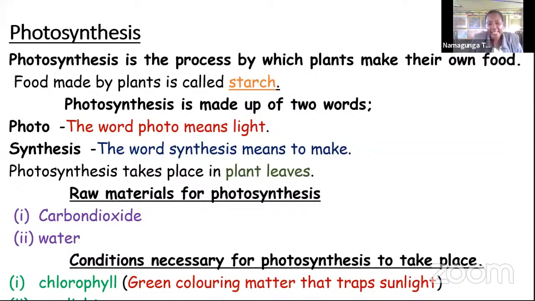When there is no sunlight, we all know that sunlight comes during the daytime. And at night, there is no sunlight. When there is no sunlight, plants will never make food.